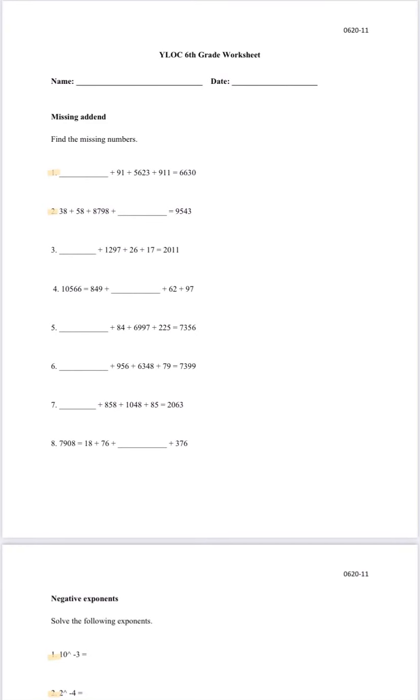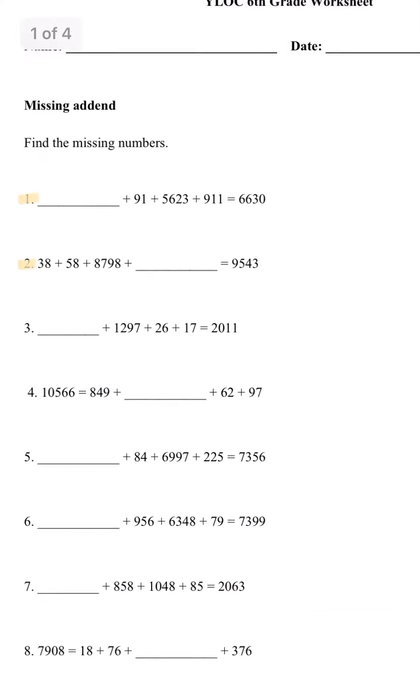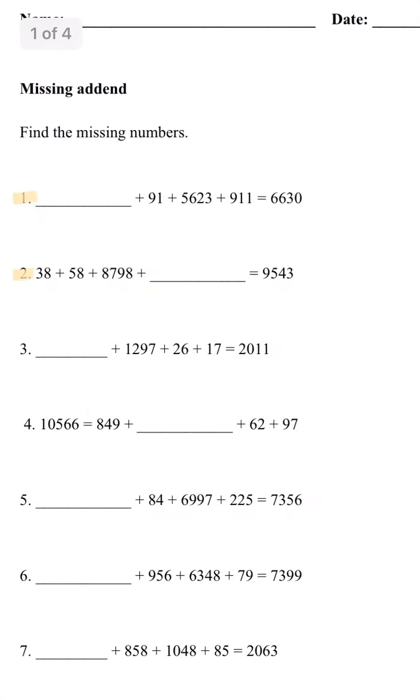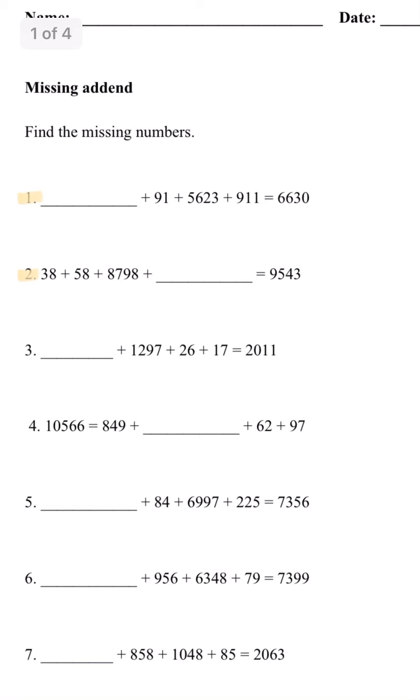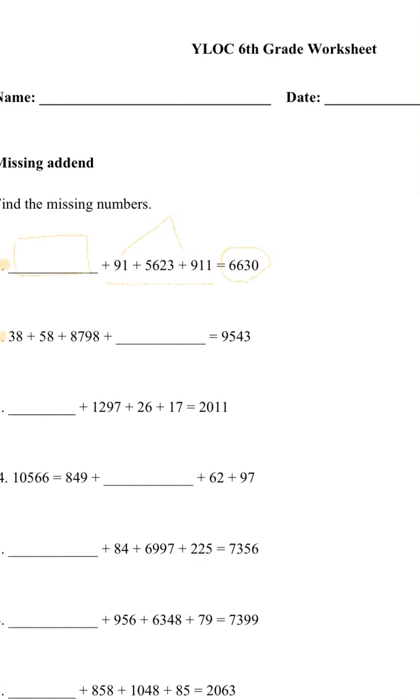Hi guys, this is lesson 11 and let's go ahead and get started with finding some missing numbers. We are given the total and then the three numbers, right? And then we are asked to find the missing number. So what we're going to do first is find the sum of these three numbers. Okay, so let's go ahead and add.